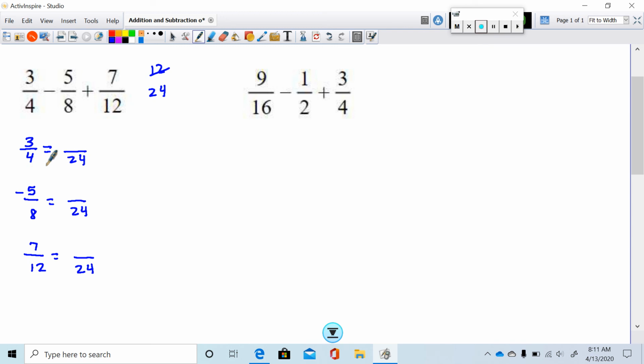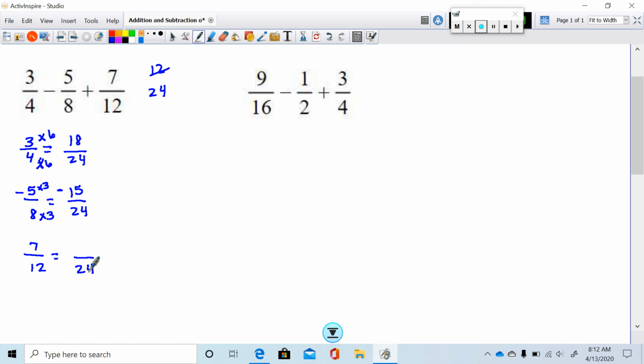So 24 divided by 4 is 6. So 4 times 6 is 24. If you do it to the bottom, you have to do it to the top. So 3 times 6 is 18. This one had a negative in front of it. That's important in a minute. 24 divided by 8 is 3, so you multiply by 3 on both of them. Negative 5 times 3 is negative 15.